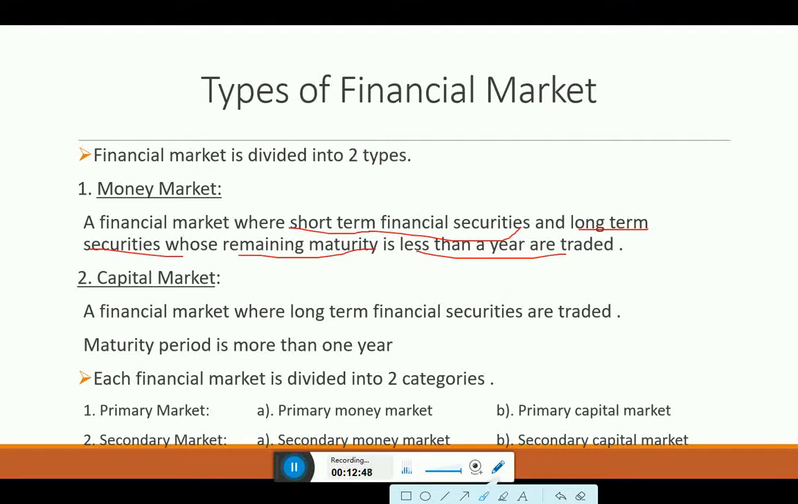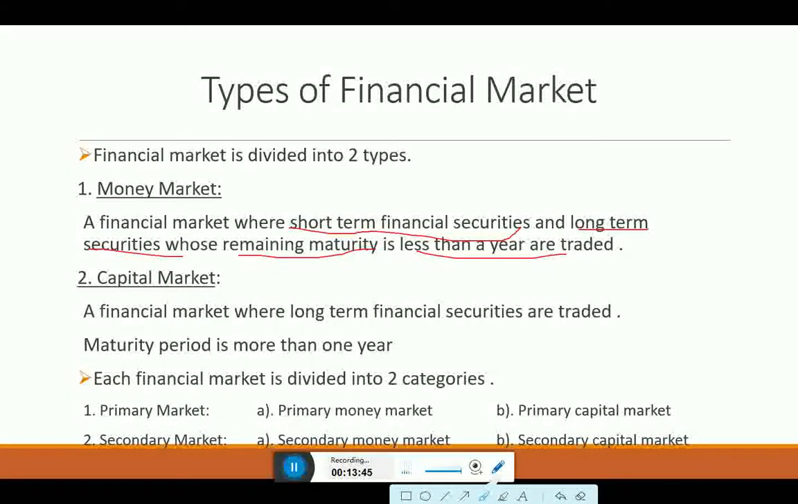So on the money market, only and only short-term financial securities are issued and traded, first of all. And secondly, those long-term financial securities whose remaining maturity is less than 1 year. What does it mean? It means if a long-term financial security is for 5 years, and now 4 years and 3 months have passed on that financial security, the remaining maturity is 9 months. So after 9 months, the security will be mature. Means the original owner of the security has to buy back this financial security from whoever presents it to him.